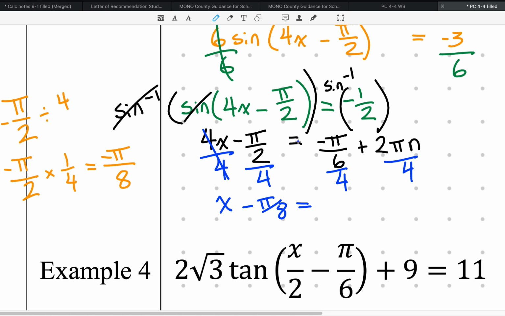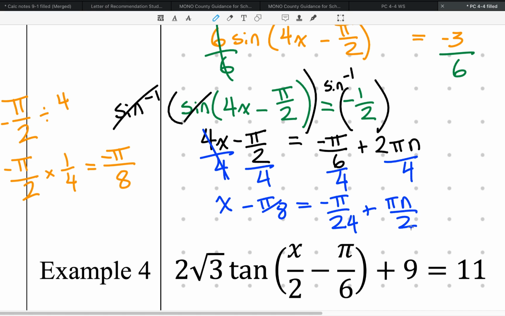Caroline? There it is, negative pi over 24. You guys can start doing these in your heads now a little bit faster. You guys are good. And Caroline, again, what's 2 pi n over 4? Pi n over 2, good.